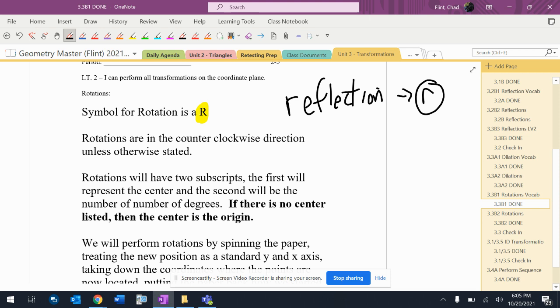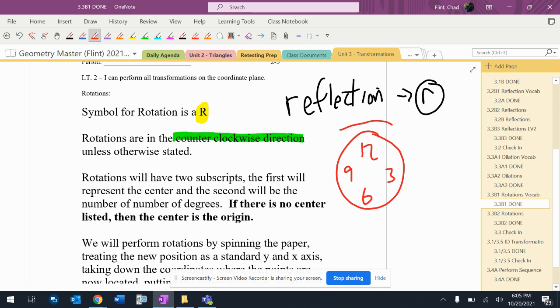Okay. The other really big thing is that rotations go counterclockwise. All right. What does that mean? Well, here's a clock. We don't see many of these very often. All right. But clockwise is this direction. All right. That's clockwise. So that means that counterclockwise is this direction.